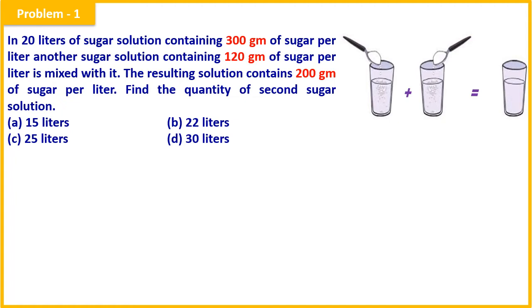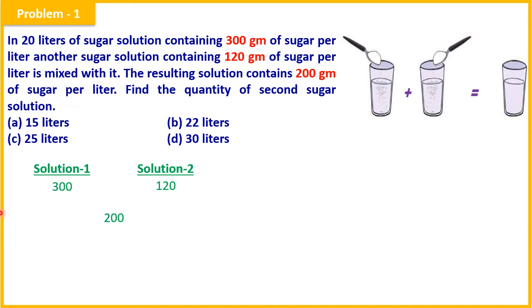Okay, we will solve this question in terms of sugar concentration. So we will write solution 1, solution 2. In solution 1, there is 300 gram of sugar per liter, so I will write 300 here. And in solution 2, there is 120 gram of sugar per liter, so I will write 120. The resulting solution should contain 200 gram of sugar per liter, so that 200 should be written in the center here.